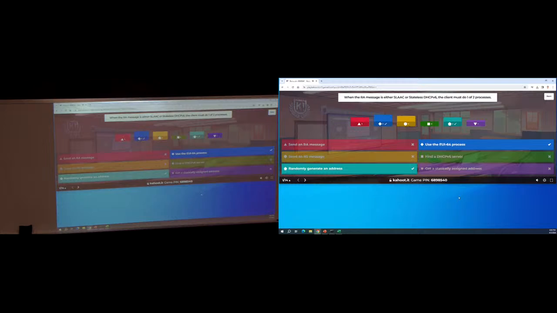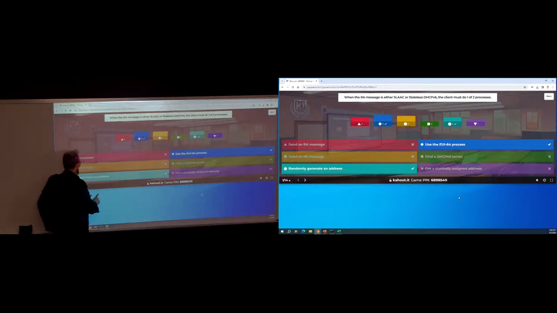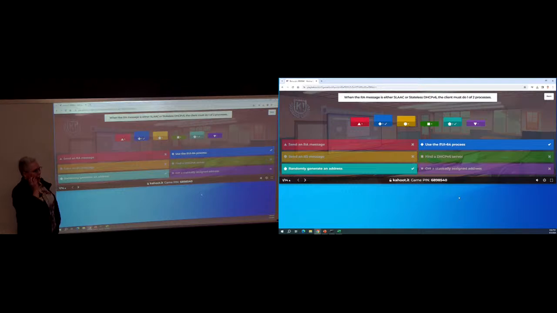There's more than one. Okay, so if we're using SLAAC or stateless DHCP, that means that the router is telling the host to make its own address. The host will make its own address using the EUI64 process, or it will randomly generate an address. So if the EUI64 process is being used, what are we doing to get that address? What is the host doing? How does it make it up using the EUI64 process?